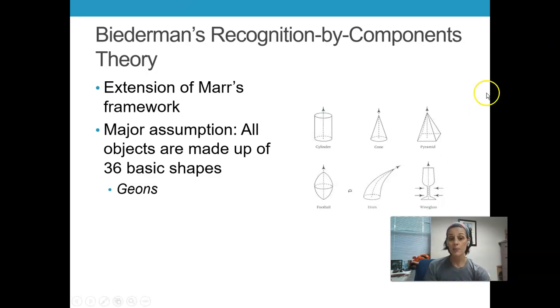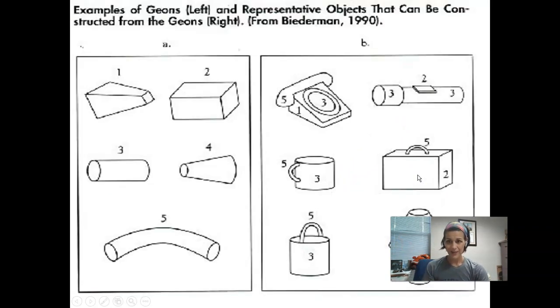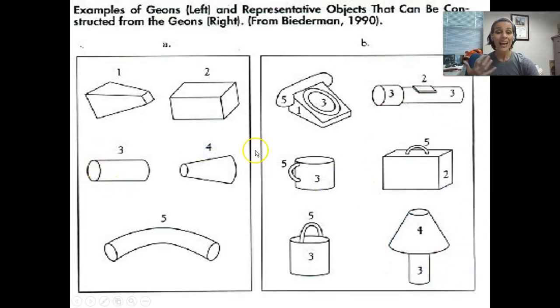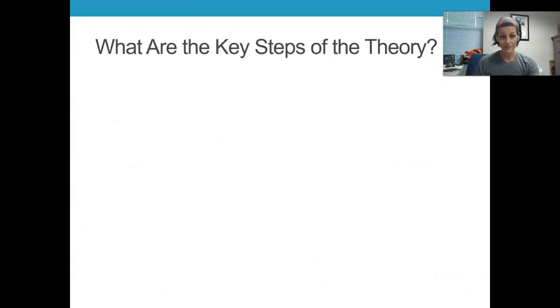So you can see a couple of them here. We have a cylinder, we have a cone, a pyramid, a football, a horn, and a wine glass. And so the idea being that you can take different geons, so here are a few examples, and you can make a variety of different objects from those geons. And the idea is, if you want to recognize an object, you first have to break it down into its geons to be able to do that.